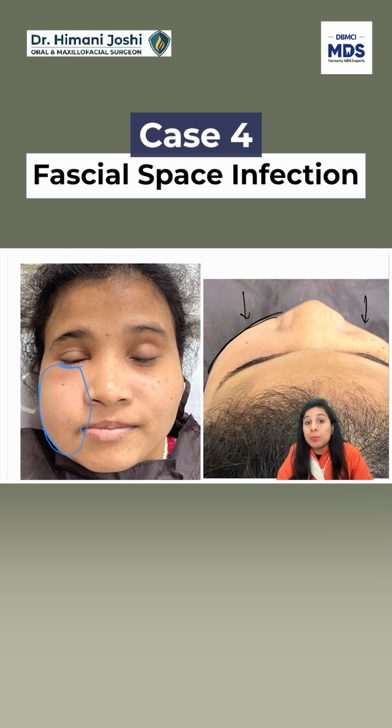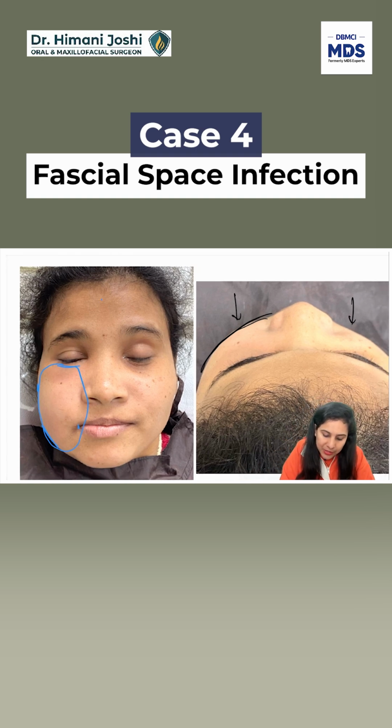What is the most common cause of buccal space infection? As I said, in this case it was the upper 4, but it could be the maxillary premolar teeth, the maxillary molar teeth, or the mandibular premolar teeth, which can cause a buccal space infection. That is the primary space which is involved. What is the meaning of primary space? The first space which is involved is known as the primary space.